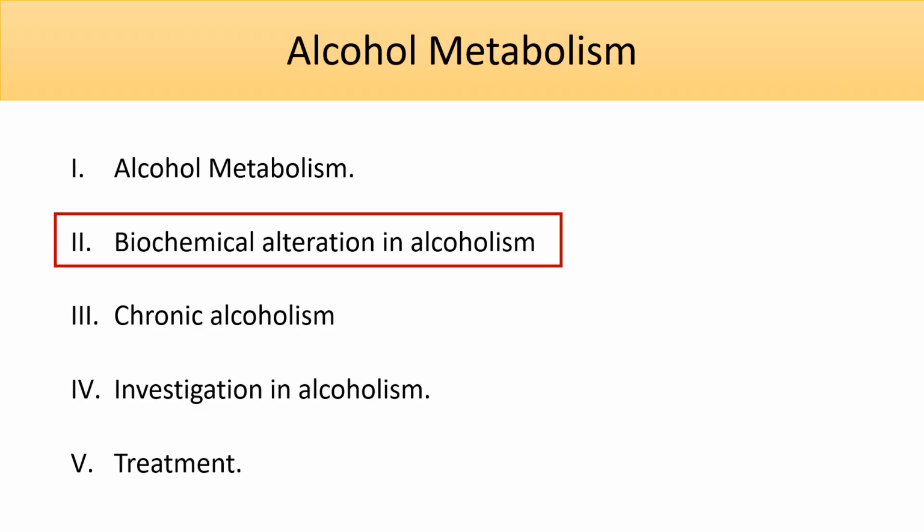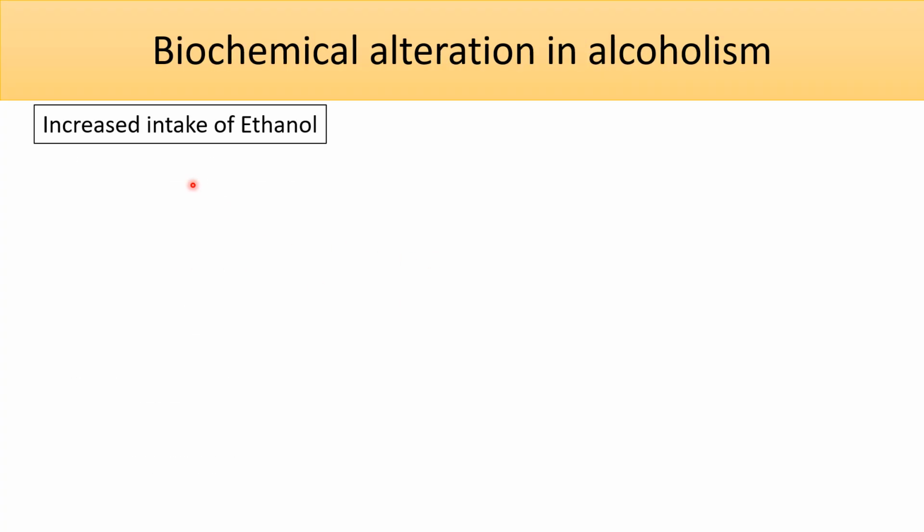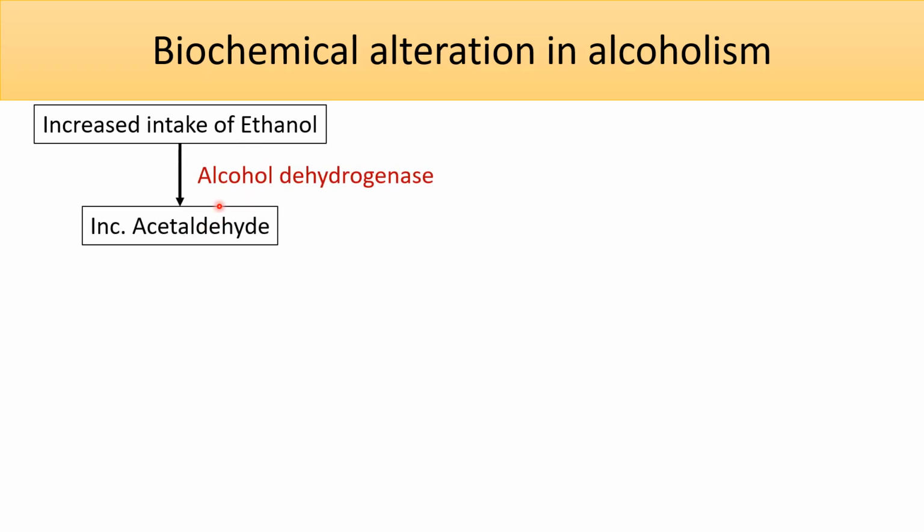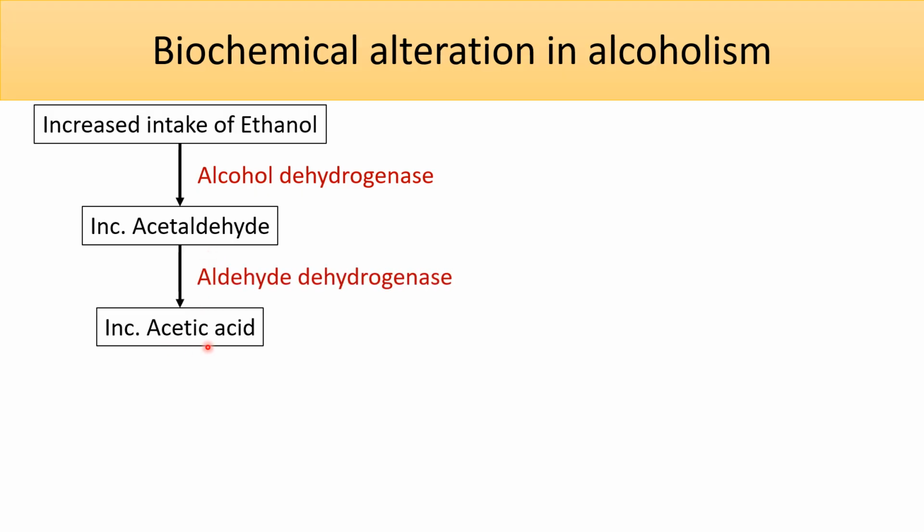Next, we'll see what are the biochemical alterations you will see in alcoholism. So let's assume a person consumes a very high concentration of alcohol, that is ethanol. In ethanol metabolism, we have learned it will be transported to liver. In liver, it will undergo dehydrogenation. That is, ethanol will be acted upon by alcohol dehydrogenase to get converted to acetaldehyde.